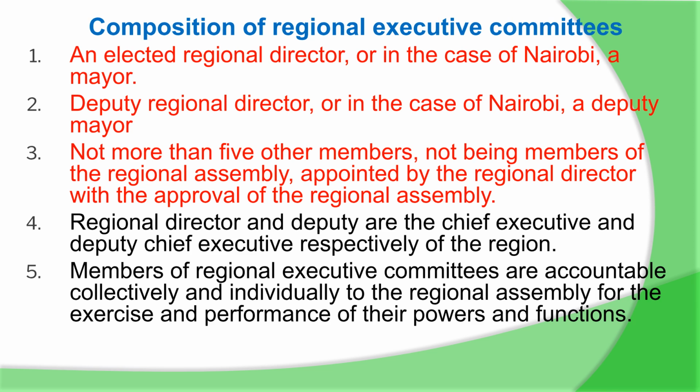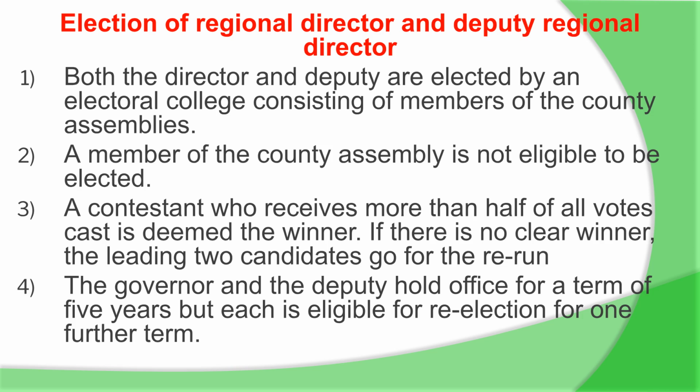Regional executive committees include an elected regional director or a mayor for Nairobi and their deputies, and not more than 5 other members, who are not members of the regional assembly and are appointed by the regional director with the assembly's approval. The regional director and deputy are elected by an electoral college of county assembly members. However, a member of the county assembly is not eligible to be elected. They hold office for a 5-year term and are eligible for 1 re-election.